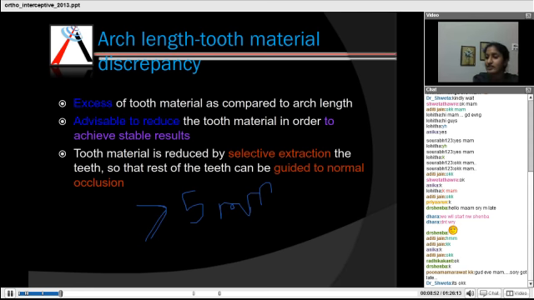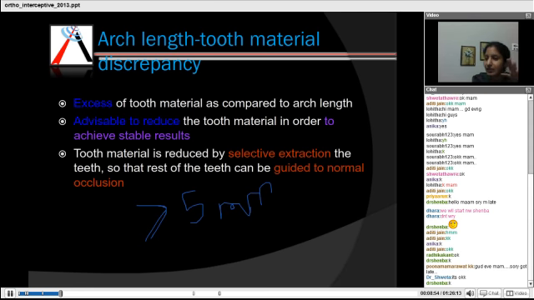Whenever your space discrepancy is 5 to 7 mm or 7 to 10 mm, you need to go for serial extractions. Okay.